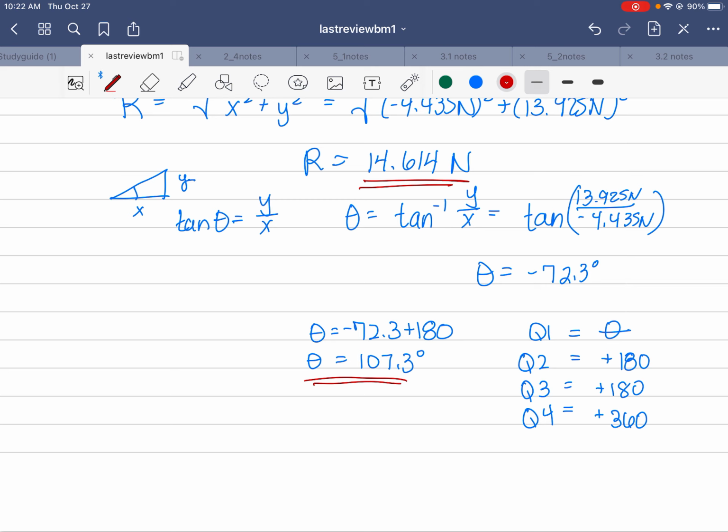To find my resultant that will put this into equilibrium, I want to go ahead and add 180 to this. So if I add 180 degrees and keep the same resultant, then it's going to be 14.614 newtons at 107 plus 180 gives me 287.3 degrees. So this would be my equilibrium.